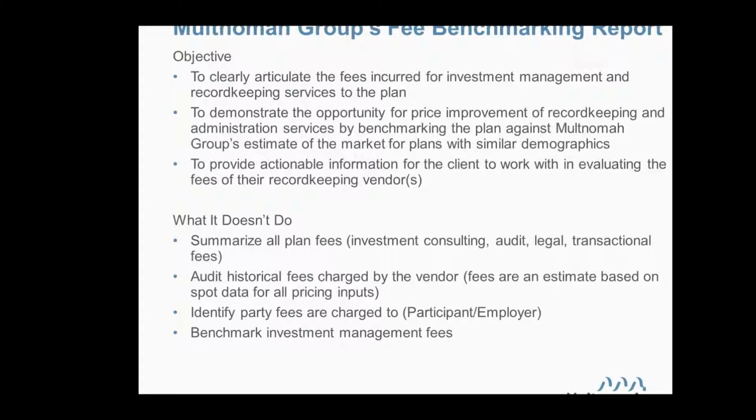It doesn't identify party fees that are charged, and that's really more of a spelling error. I don't mean we're going to have a party. I mean which parties' fees are charged. So my apologies for that. Benchmark investment management fees, that's a separate issue. Our record-keeping benchmark report does not include benchmarking of the investment management fees. We'll talk about that a little bit later.